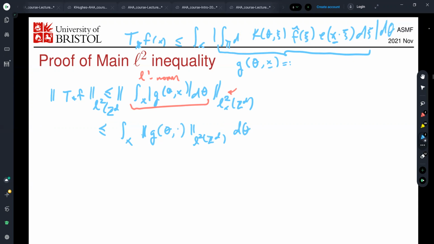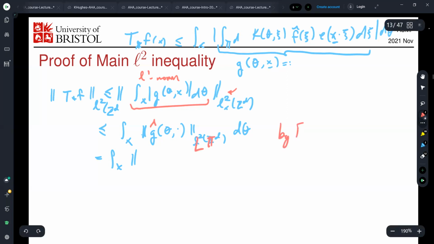And now, again, Fourier analysis. So what are we going to do? We're going to apply Plancherel's theorem. And so we rewrite that as the Fourier integral. So this is now equal to the integral over x of, I'll just write it like this, the Fourier transform, L2 of T^d, by Plancherel.